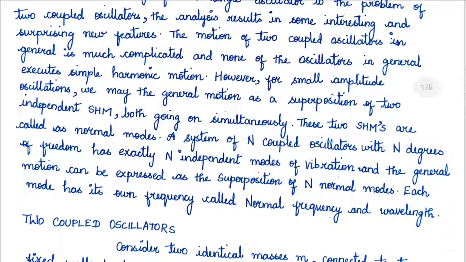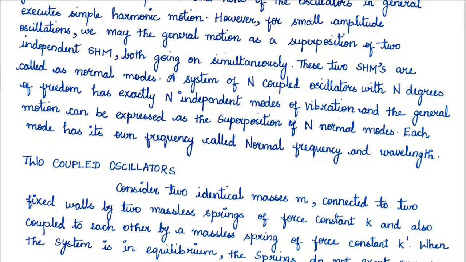But as a limiting case, for small amplitudes, their motion can be generalized as a superposition of two independent simple harmonic motions, both executing simultaneously. These two simple harmonic motions we call normal modes, and the same can be extended to n coupled oscillators, which have n degrees of freedom and n independent modes of vibration. Their motion can be expressed as the superposition of n normal modes, and each mode will have its own frequency, which we call a normal frequency.